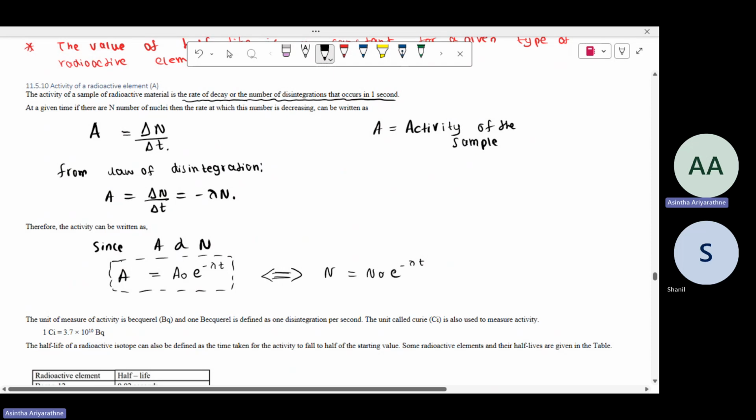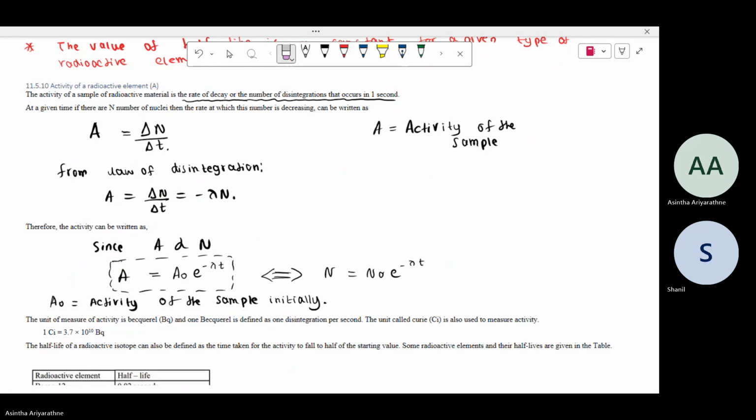N is equal to n naught e to the power minus lambda t. A naught is the activity of the sample at the start, in the beginning, initially.